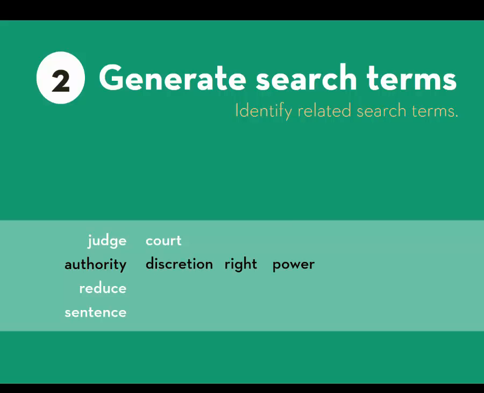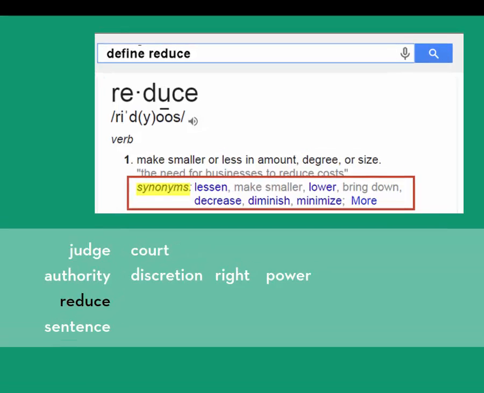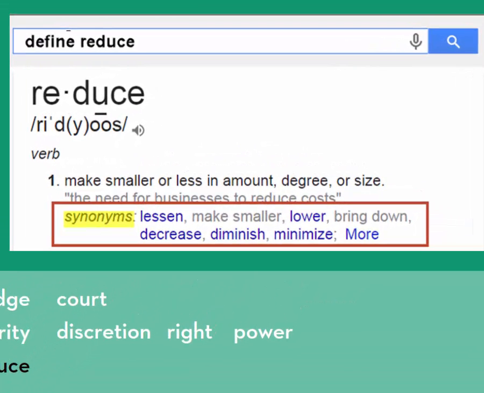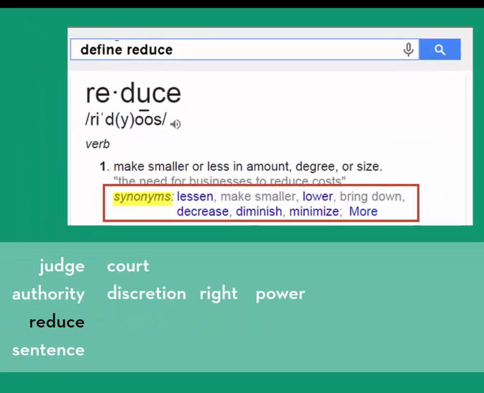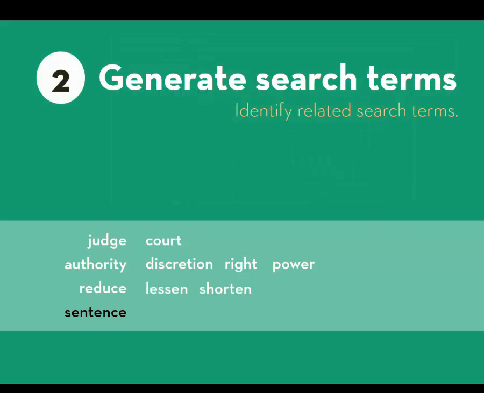Besides the term authority, I can use the related terms discretion and power that Black's Law Dictionary helped me find. Besides the term reduce, I can use the synonyms lessen or shorten, and I used Google to help come up with terms here. By adding the command define immediately before a word, Google will find a definition of that word. I might also use the term judgment as a synonym for this term sentence.